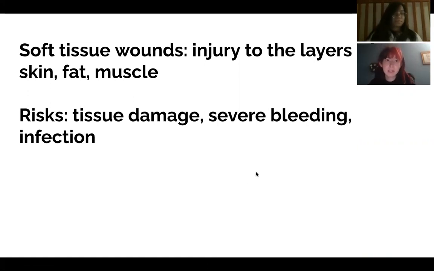Some risks to soft tissue wounds would be, of course, tissue damage, but there's also risk of severe bleeding, especially with closed wounds, which we'll talk about more. And then infection is a really big part, especially if it's an open wound.